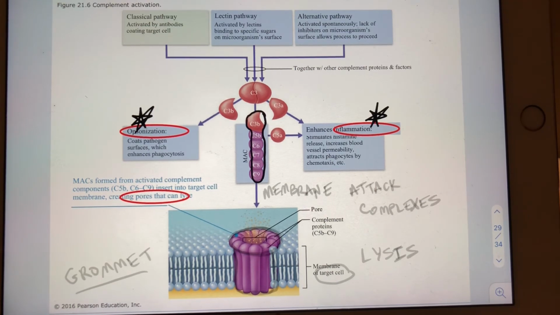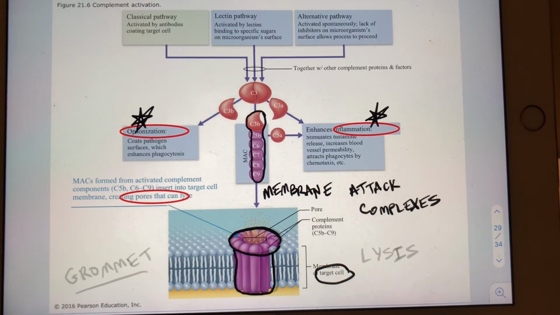Many of these golf tees, and these golf tees are called membrane attack complexes, will assemble into a ring. And this ring penetrates the plasma membrane of a bad guy and makes a hole, but also stabilizes that hole so that the target has no choice. It ruptures. It undergoes lysis.